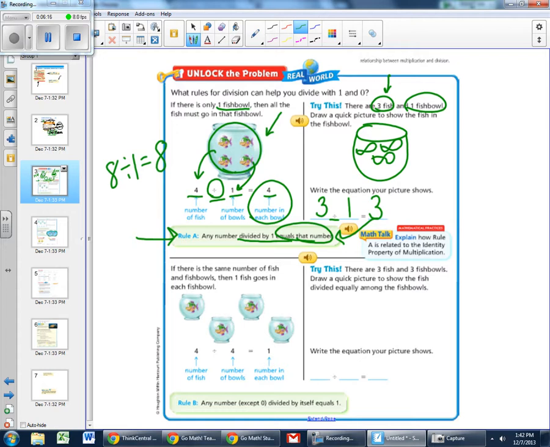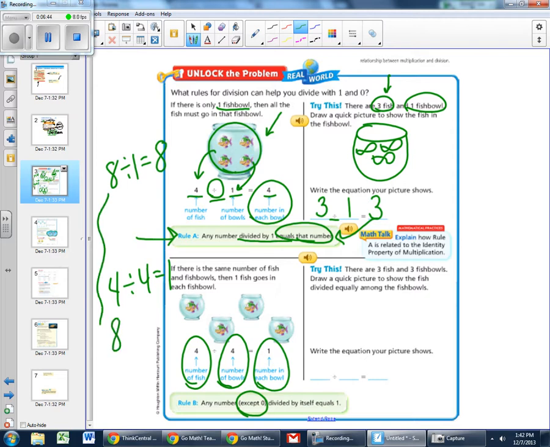If there's the same number of fish and fish bowls, then 1 fish goes into each fish bowl. So you have 4 fish divided by 4 bowls equals 1 fish in each one. So any number except 0, they're throwing that little clause in there for a reason, divided by itself equals 1. So they're saying 4 divided by 4 equals 1. Going back to our example up here, if I do 8 divided by 8, it's going to equal 1. Okay? So any number divided by itself equals 1.